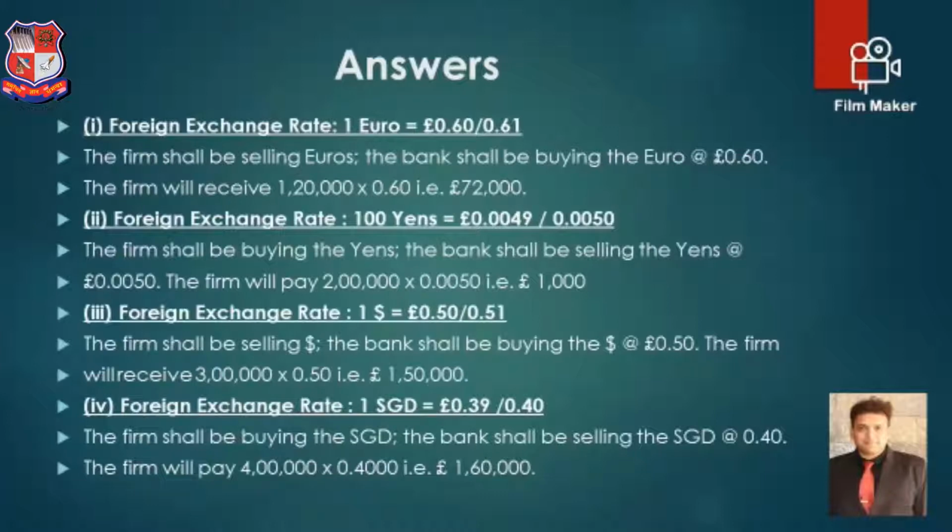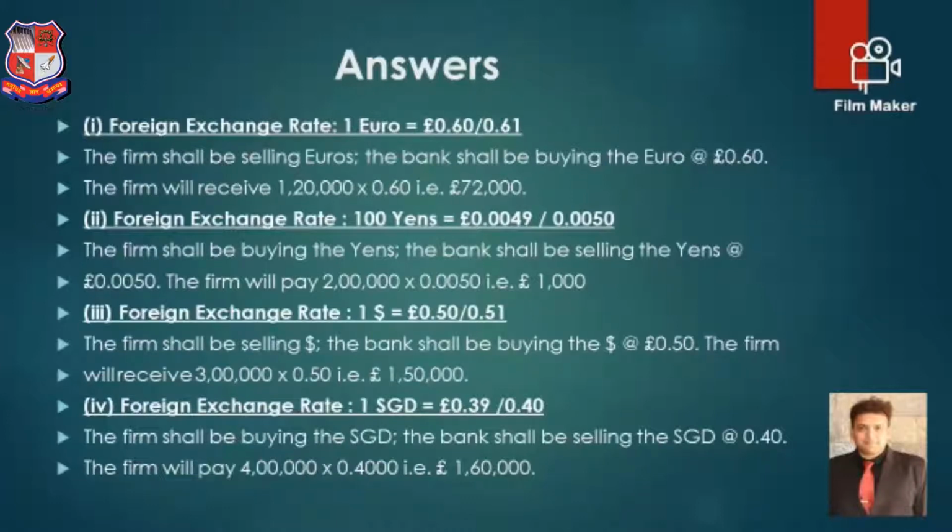Okay, now the answers for these caselets. Number one, the company has received 1,20,000 euro. So our job is to calculate what in terms of pound the company will receive. When we receive 1,20,000 euro, we'll be selling this euro to the UK bank and the bank will be buying. So we will apply the second rate, that is euro to pound. When the bank is buying, we will sell euro and the bank will buy at 0.60 pound per euro. So 1,20,000 into 0.60, the UK based company will receive 72,000 pound in exchange for 1,20,000 euro.